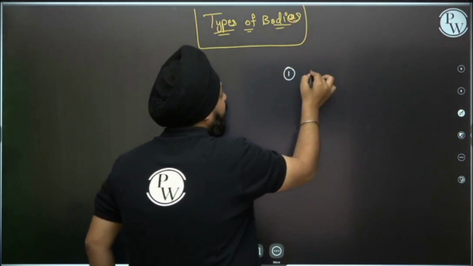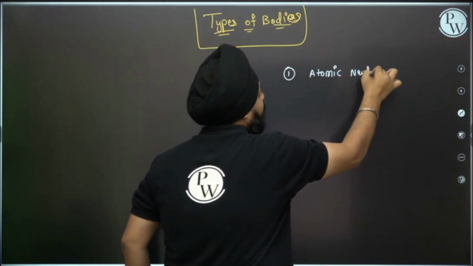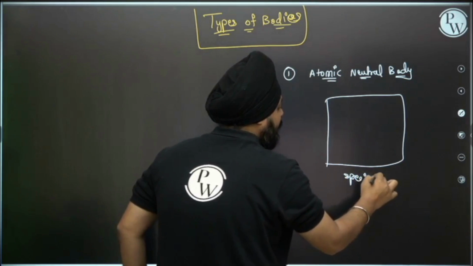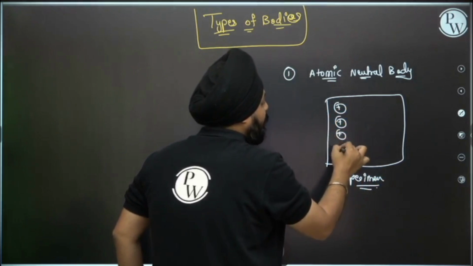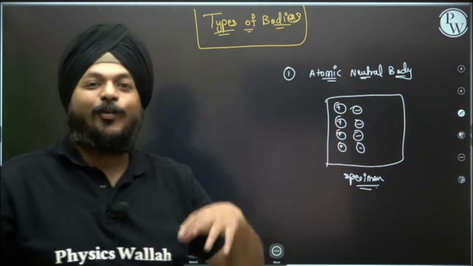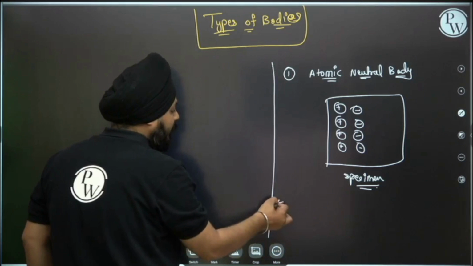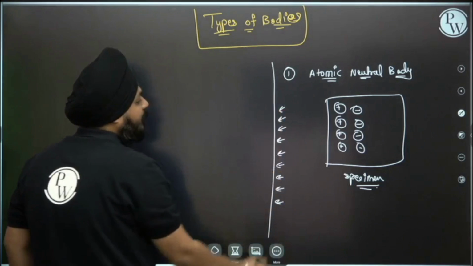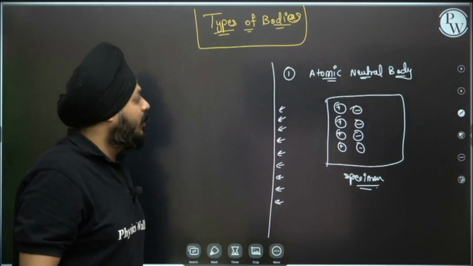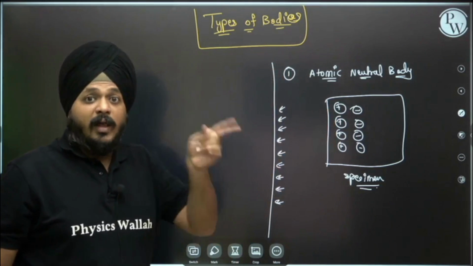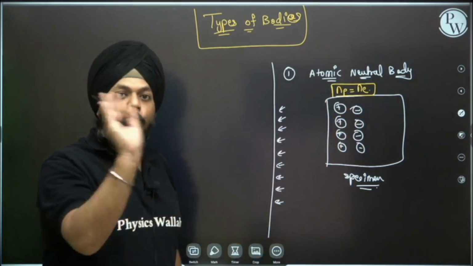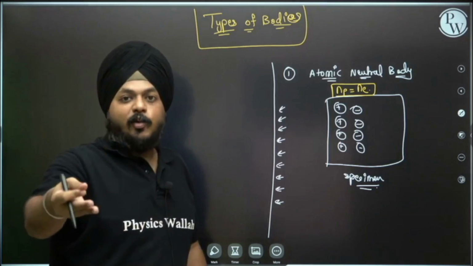First, that is the atomic neutral body. Now what does this tell us about an atomic neutral body? Suppose this is a specimen I am talking about. Why is this specimen considered atomic neutral? Because it contains an equal number of positive and negative charges within itself. 4 positive charges and 4 negative charges are present. Now mark my words: number of positive charges, number of negative charges. Generally, as a reference, the proton is considered as having the positive charge, and the electron is considered as having the negative charge.